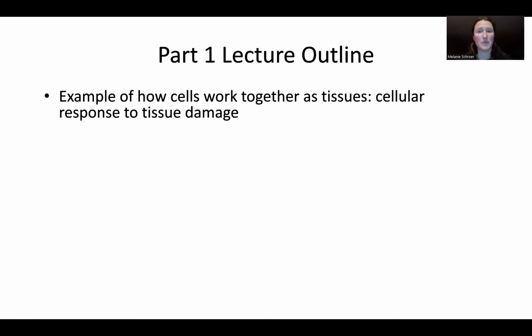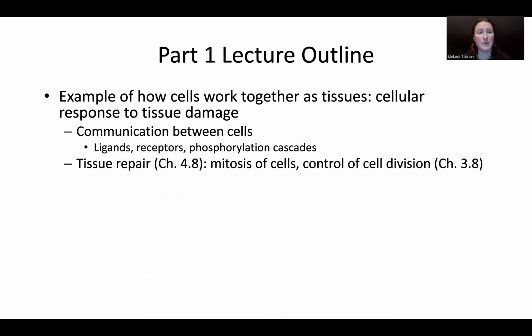And so I'm going to use an example of cellular response to tissue damage. So if cells over here are damaged, how do the healthy cells over here respond and modify what they're doing in order to kind of fix the tissue damage? So this will require some communication between cells. It'll require some very intense activity of the cells themselves.